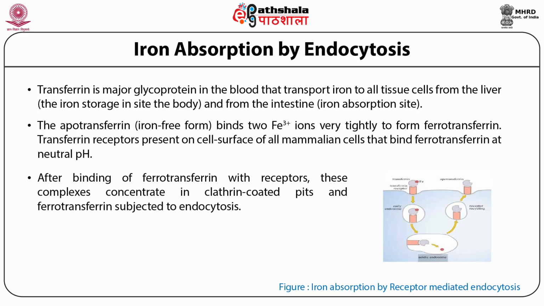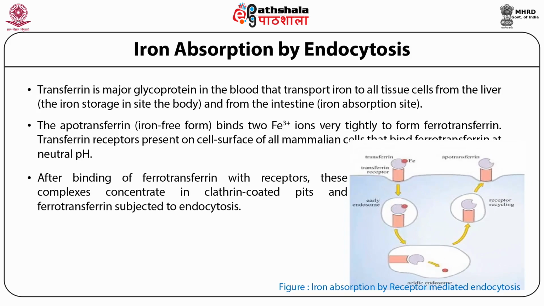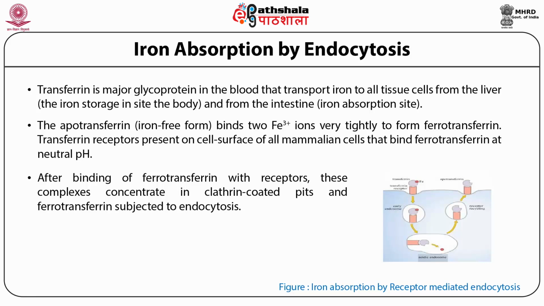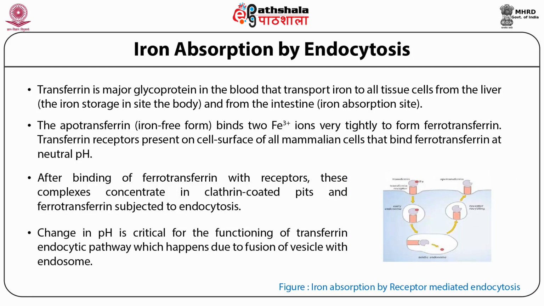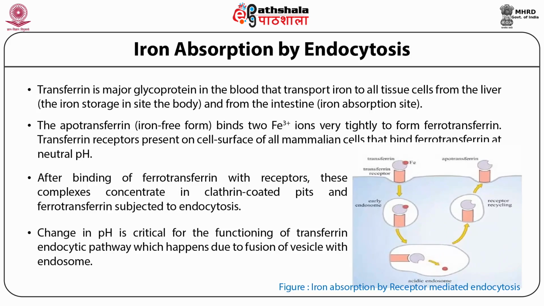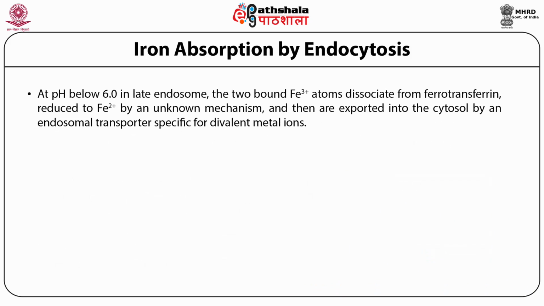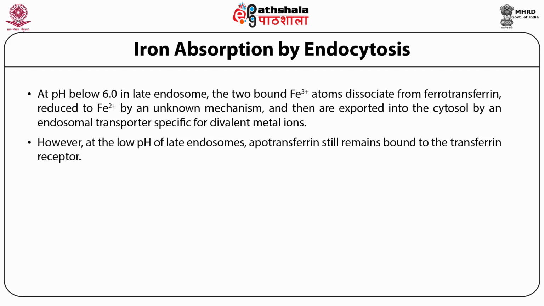After binding of ferrotransferrin with receptors, these complexes concentrate in clathrin-coated pits and ferrotransferrin is subjected to endocytosis. Change in the pH is critical for the functioning of the transferrin endocytic pathway, which happens due to the fusion of vesicles with endosomes. At pH below 6 in late endosomes, the two bound ferric atoms dissociate from ferrotransferrin, are reduced to ferrous by an unknown mechanism, and then are exported into the cytosol by an endosomal transporter specific for divalent metal ions. However, at the low pH of late endosomes, apotransferrin still remains bound to the transferrin receptor.